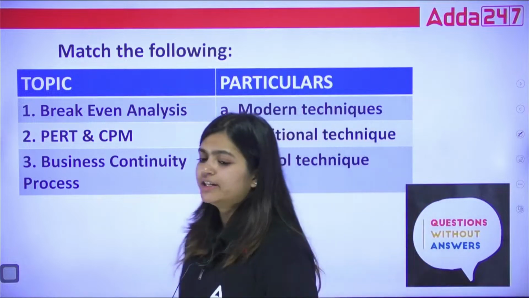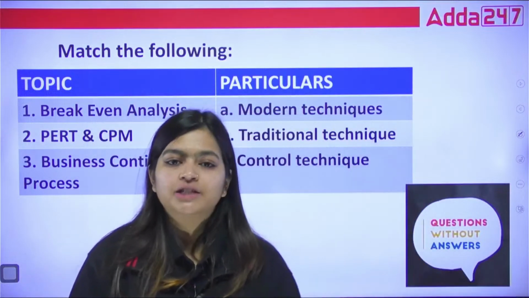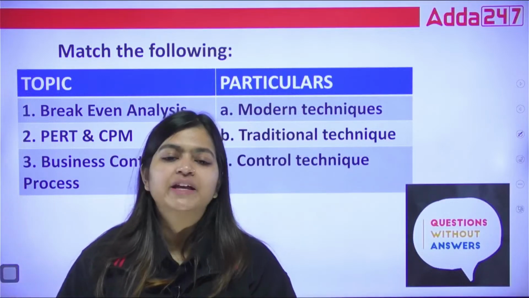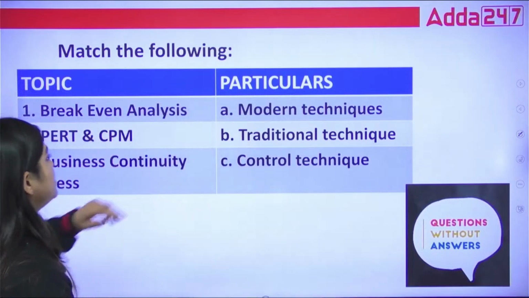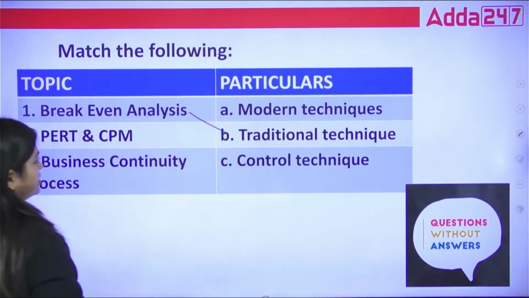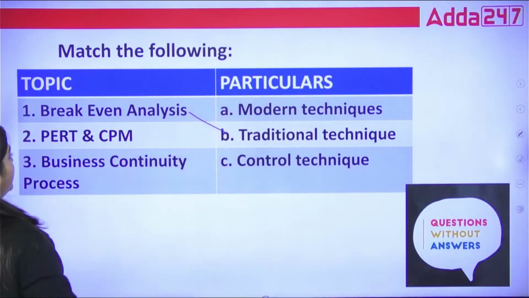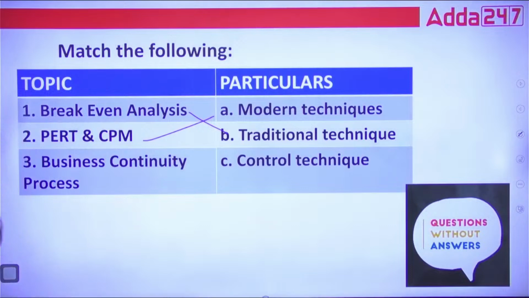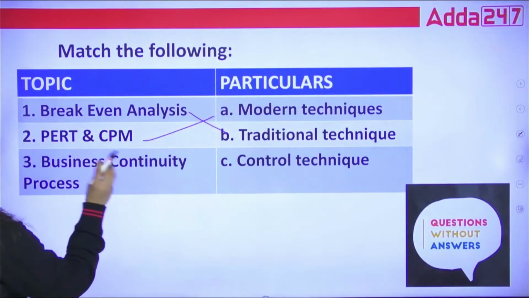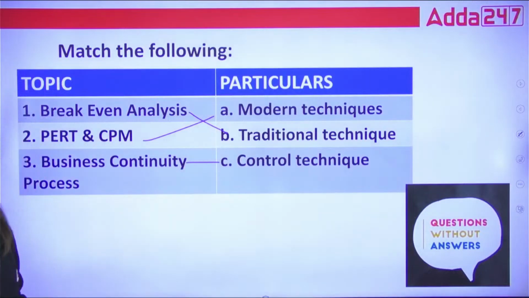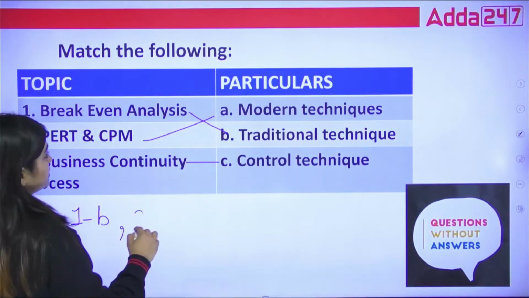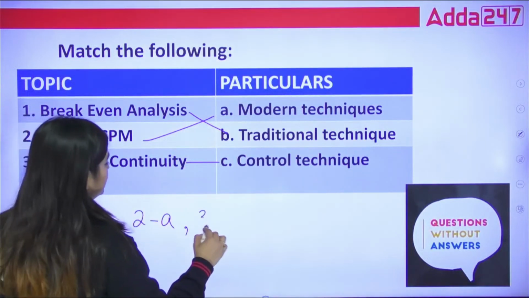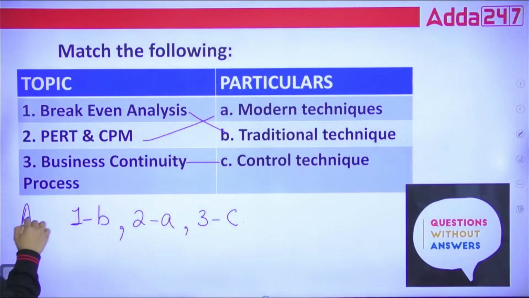So under controlling, we have so many different types of methods. One is your traditional method. Next we have the modern method. Under our traditional method, we talk about break-even analysis. Under your modern technique, we talk about PERT and CPM. And the business continuity process is your control technique. So what is the correct answer? First B, second A, third C. This is your correct answer.